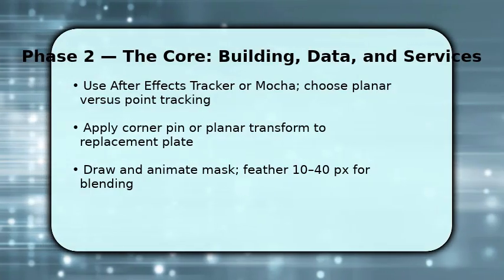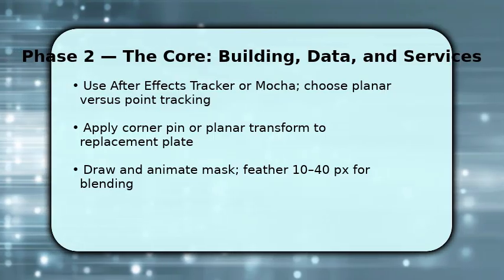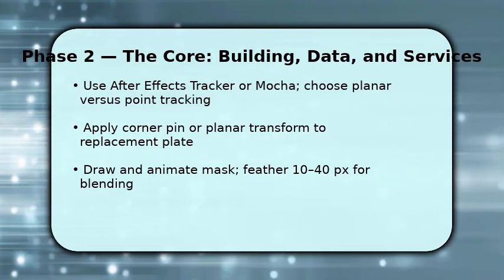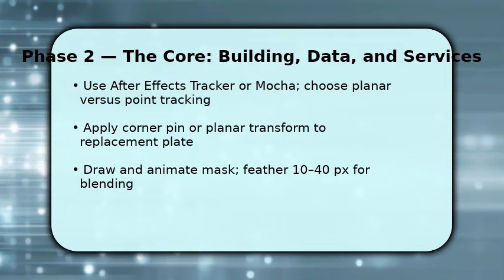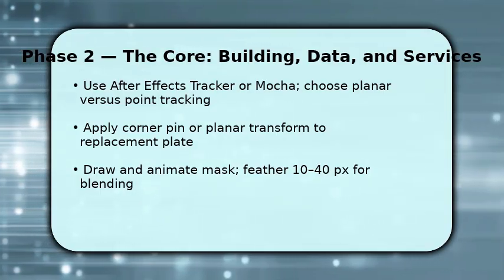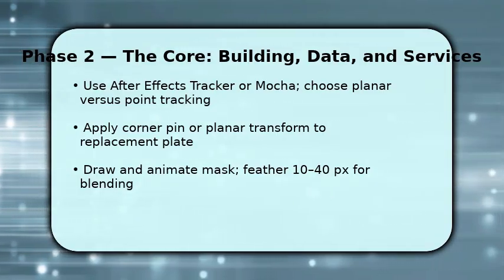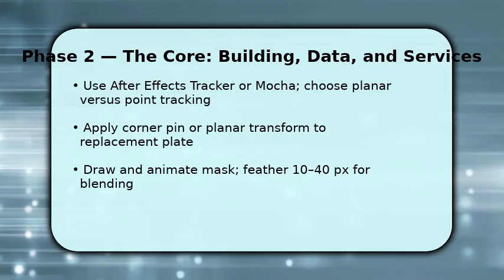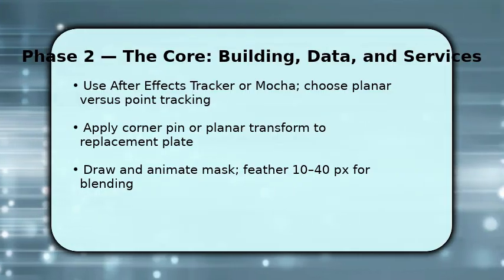Next, track the screen area. You can use After Effects built-in tracker for simple point tracks or Mocha for complex planar motion. Choose planar when perspective shifts matter. Track forward, then apply the tracking data to your replacement layer using corner pin or a planar transform.